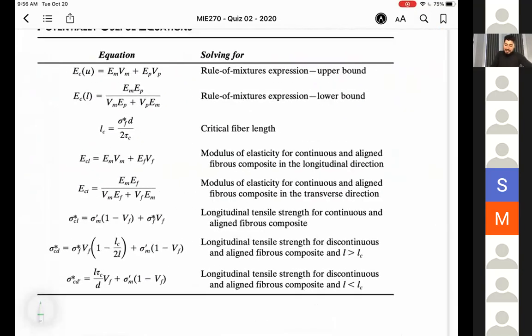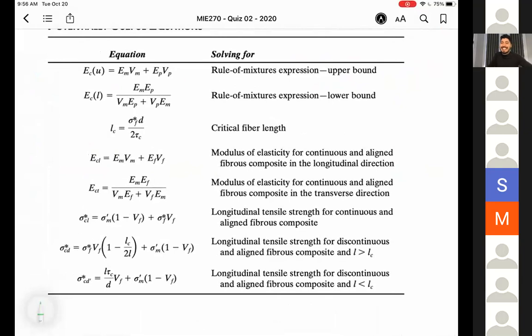So there's a beautiful table right from the textbook, we can go through it very quickly. The first one here is a rule of mixture. This is going to give you your upper bound. If you have this sort of curve, your upper bound looks like this and your lower bound looks like that. They're both going to end up at the same point. The upper bound is going to give you the maximum values and the lower bound is going to give you your minimum values. Generally we'll always use the upper bound unless otherwise stated.